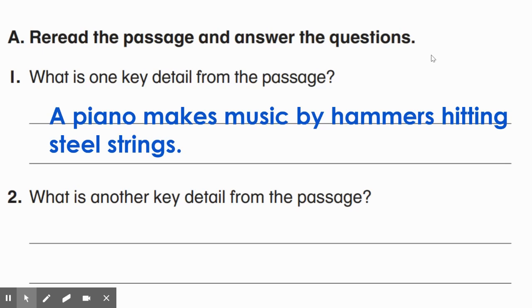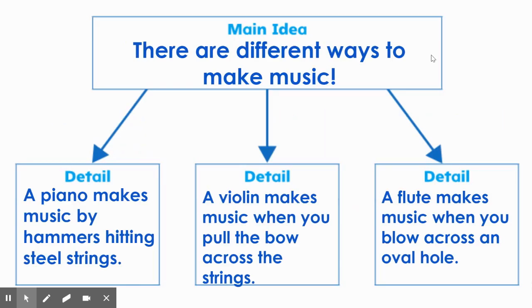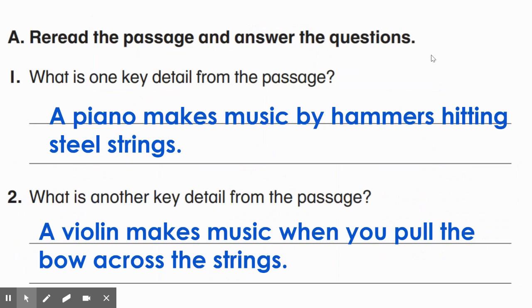All right, second graders, moving on to number 2. Remember, if you need more time, you can always go back and pause the video. Number 2 reads, what is another key detail from the passage? Let's take a look. Our second detail read, a violin makes music when you pull the bow across the strings. That is a detail about different ways that people can make music. So I'll write it down as my answer. A violin makes music when you pull the bow across the strings.